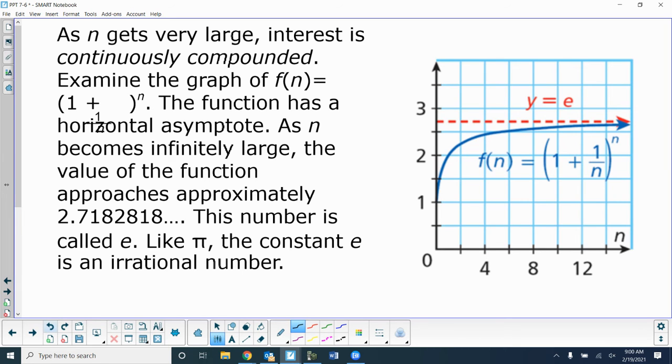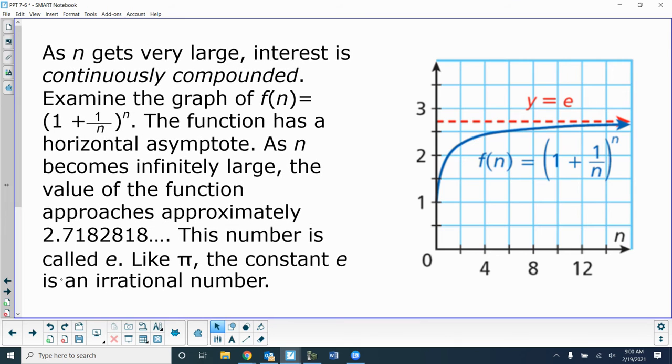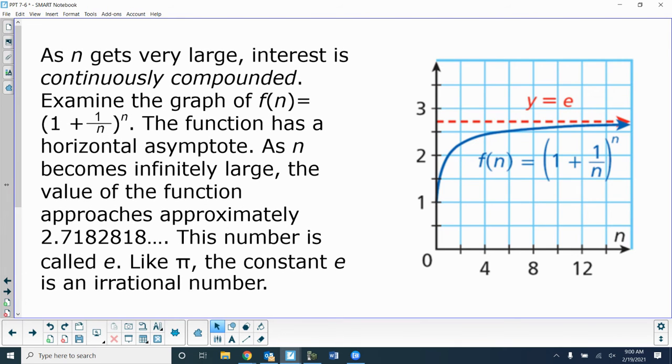I want to get back to my arrow. I'll move this back so you can see that. Okay. So this is an irrational number, like pi. It goes on forever, right? So that's what e is.